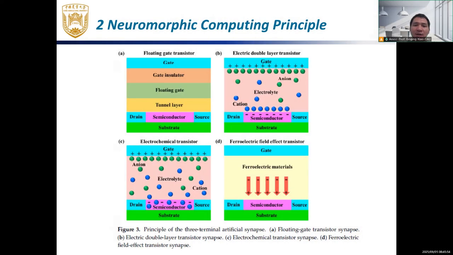And the three-terminal artificial synapses are based on the floating gate transistor, electric double layer transistor, electrochemical transistor, and also the ferroelectric field effect transistor. So they use the transistor as the three-terminal synapse. So they could also acquire the sensor data as spikes for the neurons.